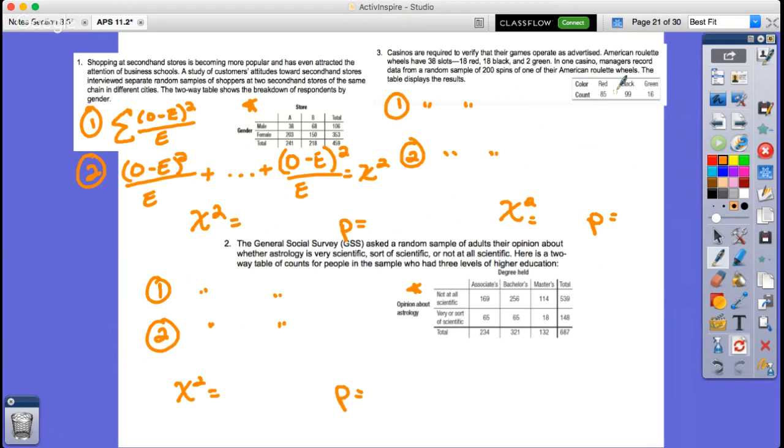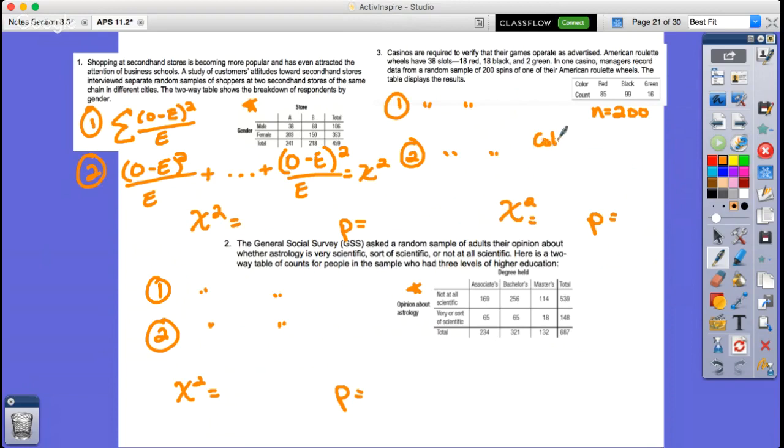But before I do, because this is just a single chart laid out, in total there are n equals 200, right? So if there are 200, what I can do to find the expected value is first find the probability out of the 38 slots, and I would actually make an expected chart for all these, 1, 2, and 3. Maybe even do that in the state part, just so you've got it listed.